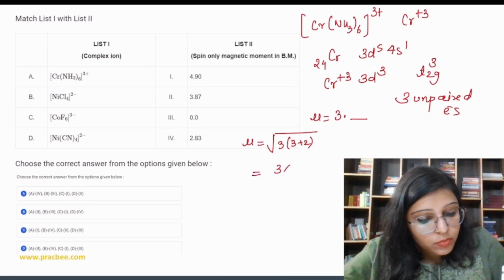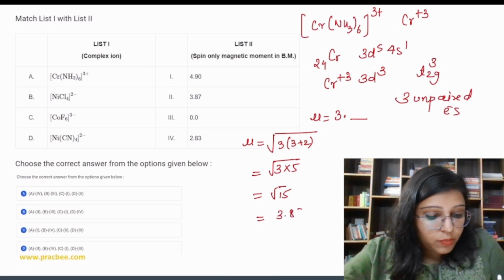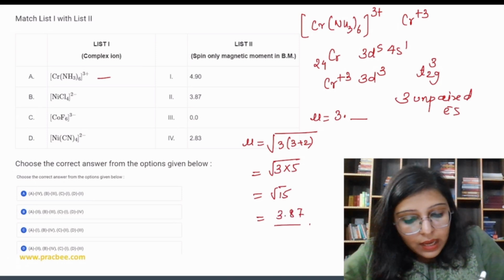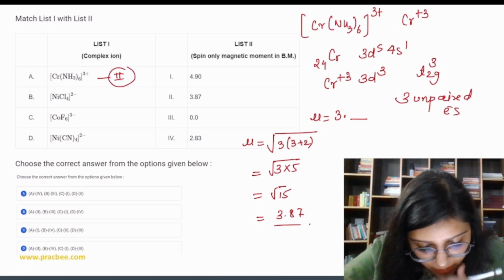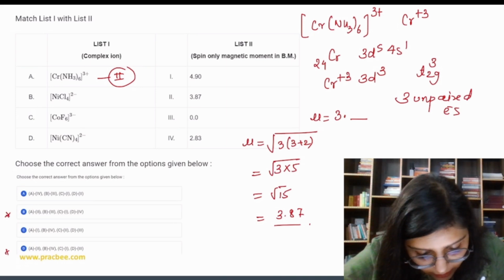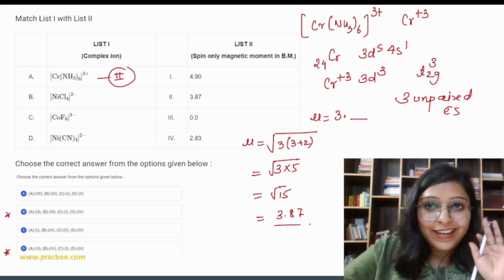So 3 plus 2 means under root 15. So under root 15, 3 3 is a 9, you get 38.87. So A can be matched with option number 2, right? And now for C, we have two options, B and D. Now let's check option B in order to find out the correct answer.